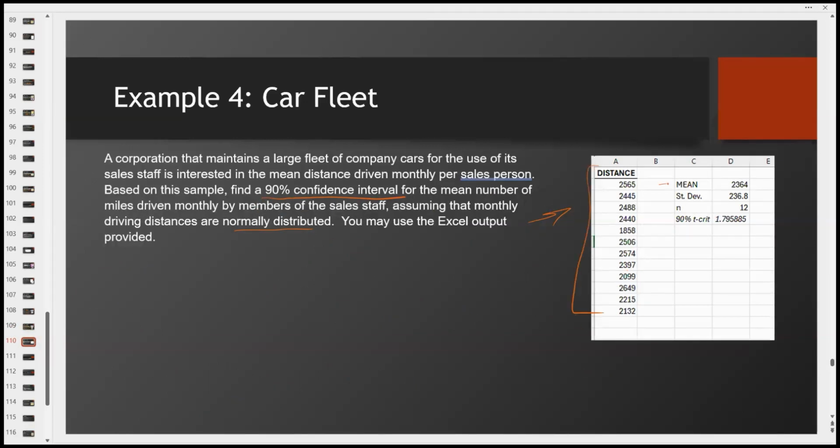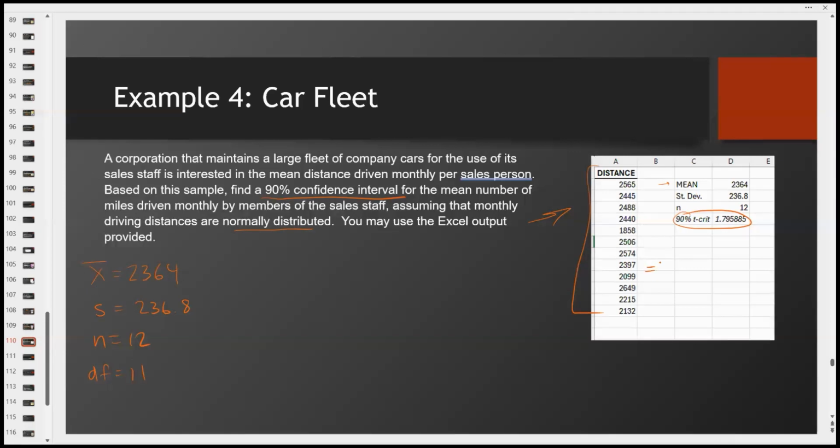We can find the mean. So our sample mean is 2,364. Our sample standard deviation is 236.8. N is equal to 12, so the degrees of freedom in this case is 12 minus 1, which is 11. And then we can find our 90% critical t-value.